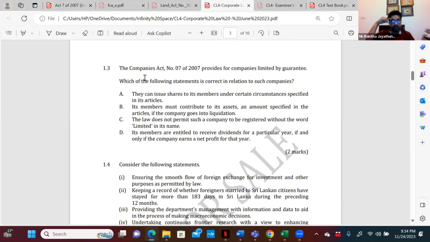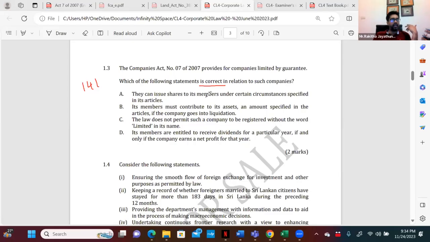The Companies Act number 7 of 2007 provides for companies limited by guarantee. There is a separate chapter. So if you look at sections 32, 33, 34, 35, in those sections you will be able to see companies limited by guarantee in the textbook. Look at page number 141. Which of the following statements is correct in relation to such companies limited by guarantee? These are basically non-profit making business organizations. And there you don't have shareholders, you have members.